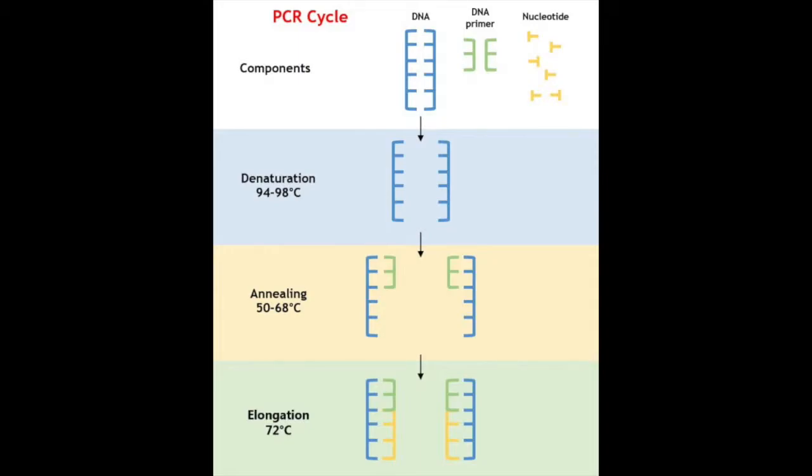Denaturing is when the double-stranded template DNA is heated to separate it into two different strands. In the annealing stage, the temperature is lowered to allow the DNA primers to attach to the DNA. Finally, the temperature is raised again for the extending stage, and a new strand of DNA is made by the Taq polymerase enzyme. These stages continue to be repeated, doubling the number of DNA copies each time.